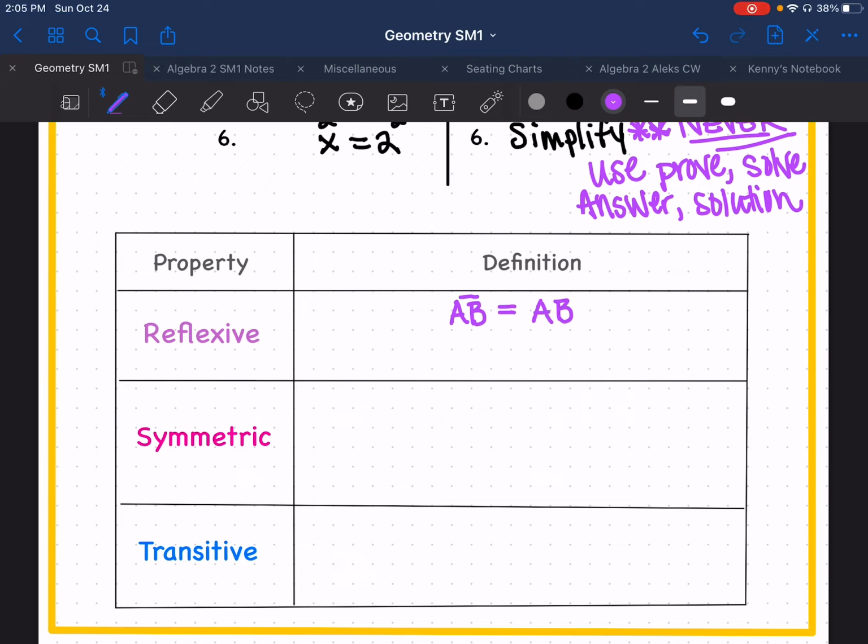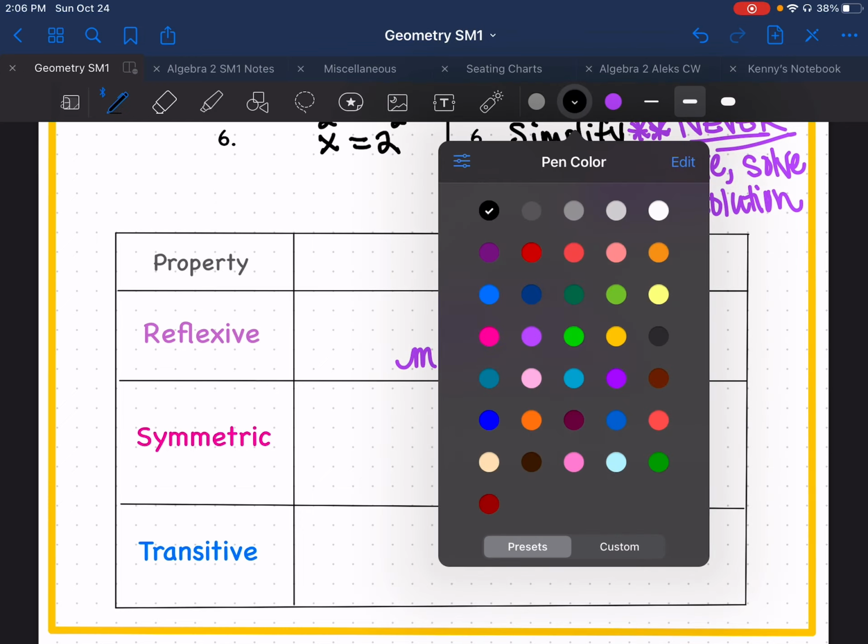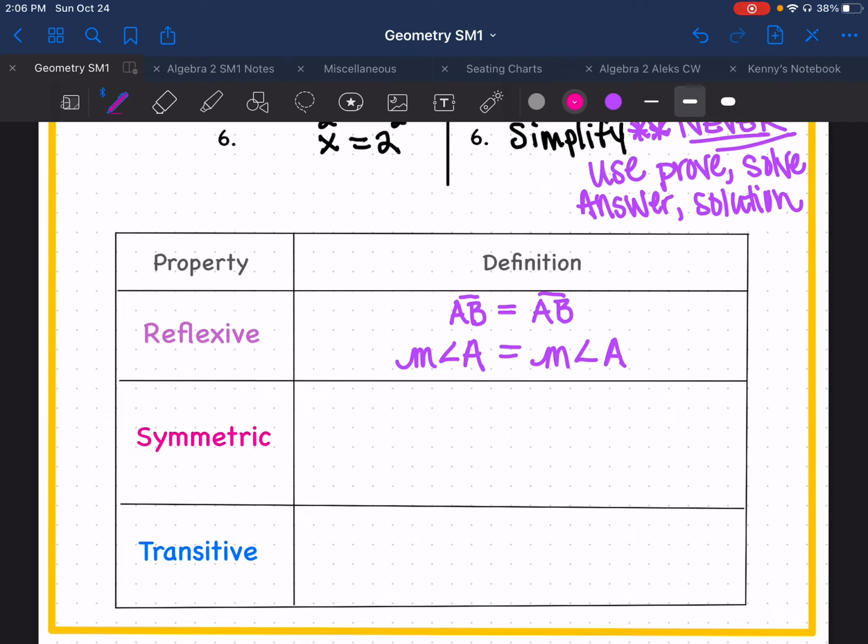So my side AB is equal to my side AB. For my angle pairs, it says the measure of angle A is equal to the measure of angle A. Basically, duh, I'm equal to myself. Okay. The reflexive property doesn't get used too much, but it does get used from time to time. All right, let's go ahead and do the symmetric property.